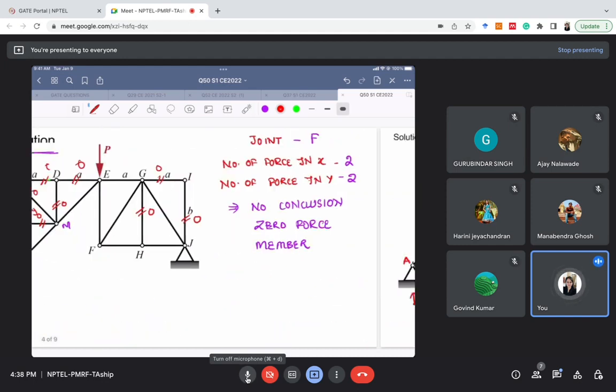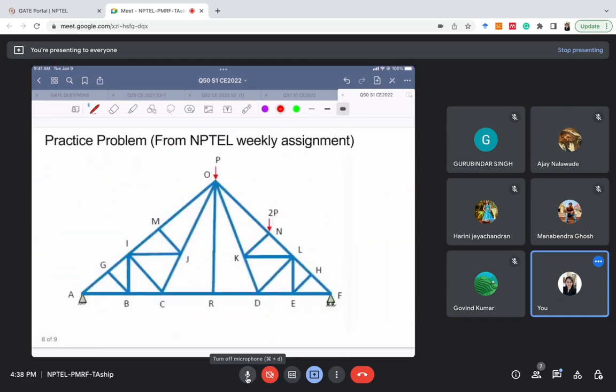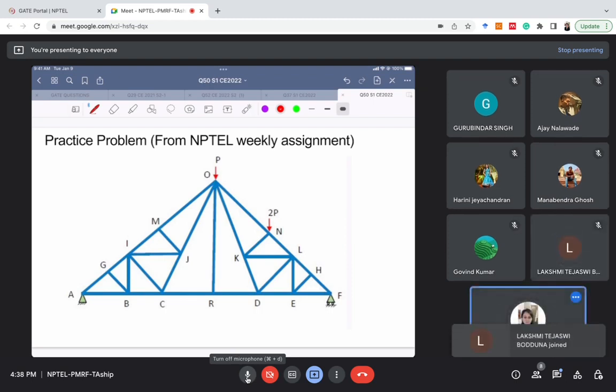Okay, so here's a practice question now. This is from NPTEL weekly assignments only. So I want you to try. The question was to identify the number of zero force members. So maybe you are like 5, 6 people. Maybe one of you can solve, or all of you should try to solve the number of zero force members. At least 2, 3 members you should identify each. So let's try for some time, and then I'll tell you.